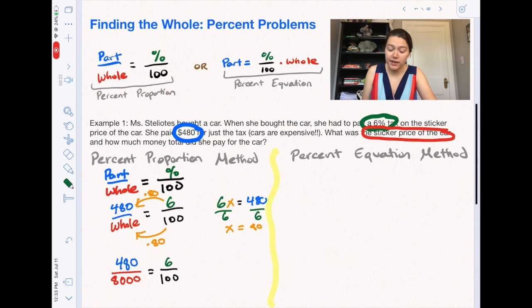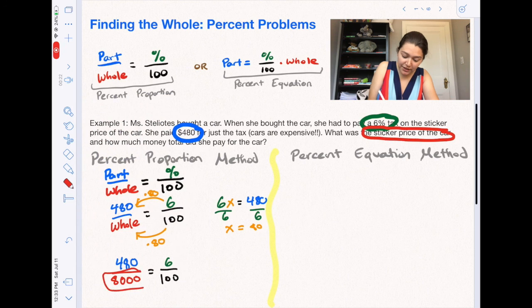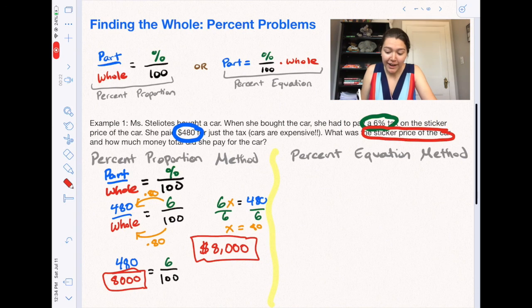So we get 480 divided by 8,000 is equal to 6 divided by 100. Thus, I was trying to find my whole here, which I did. That's my denominator, 8,000. So that means that the sticker price of my car was $8,000. Like I said in the problem, cars are expensive. And then I paid a 6% tax on the car, and that came out to $480.